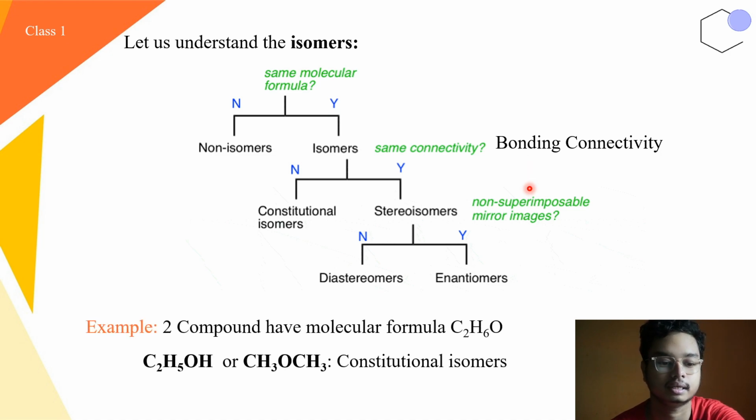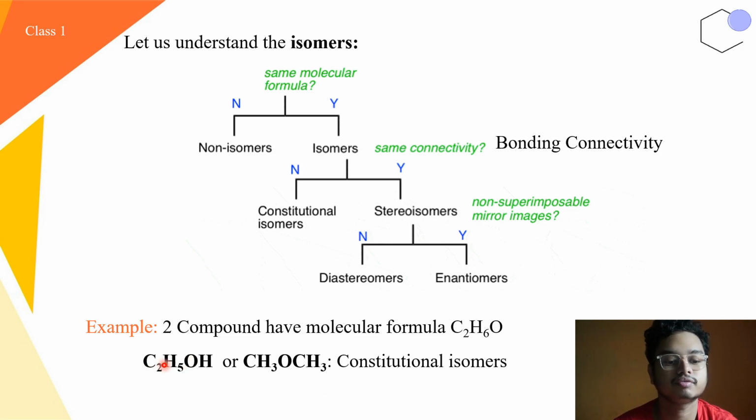So let us take a simple example: two compounds have the same molecular formula, C2H6O. Now C2H6O can be further classified into two different compounds. These are C2H5OH and CH3OCH3. Here carbon is 2, hydrogen is 6 and oxygen is 1, so this molecular formula is justified. But here also carbon is 2, hydrogen is 6, oxygen is 1, so this molecular formula is justified. So these two are isomers, but are they stereoisomers?